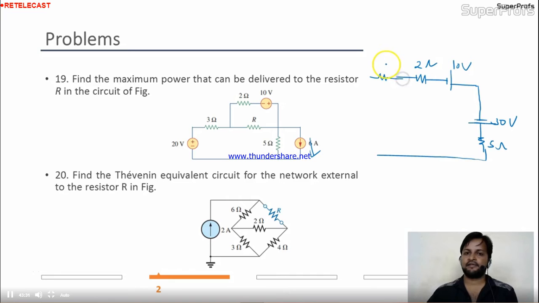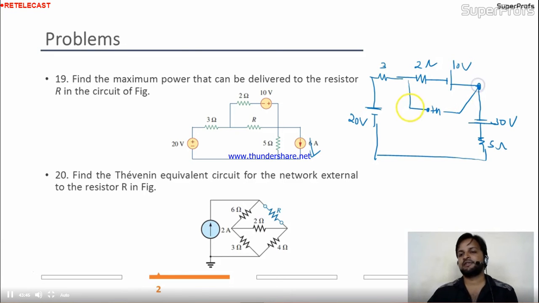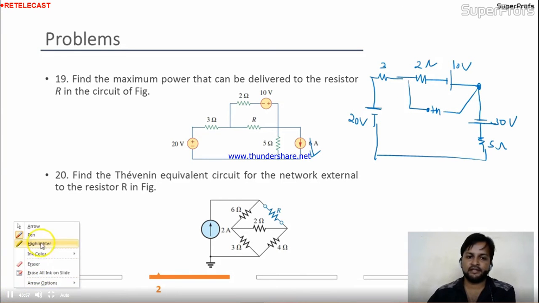Here this is 3, here this is 20, and here is my VTH between these 2 points. Is it okay? So get the current first in the circuit. This is the open branch, right? So get the current first and then we'll get the VTH.